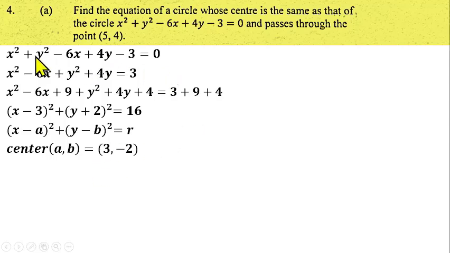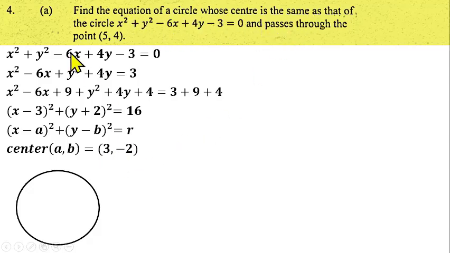So that means the center of this circle is (3, -2). Then you can now find the equation of the circle you are looking for. Of course, we need to first find the radius of the circle we are looking for. And how can we do that? We know the center of the circle now to be (3, -2), because we are told that this circle and the circle we are looking for have the same center.